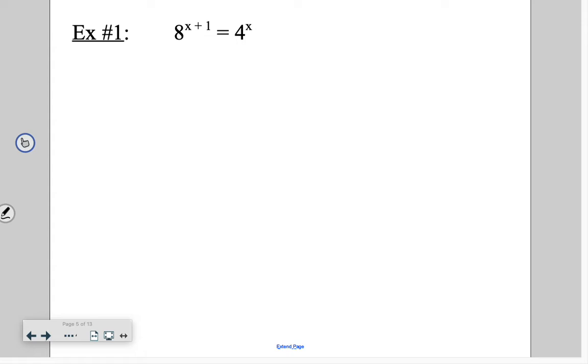8 and 4 are both powers of 2. So 8 is really just 2 cubed. That then is still raised to the x plus 1 power. 4 is just 2 squared, which is then raised to the x power. And from here, you should be able to solve it, hopefully. Like I said, you don't need a calculator to get x.